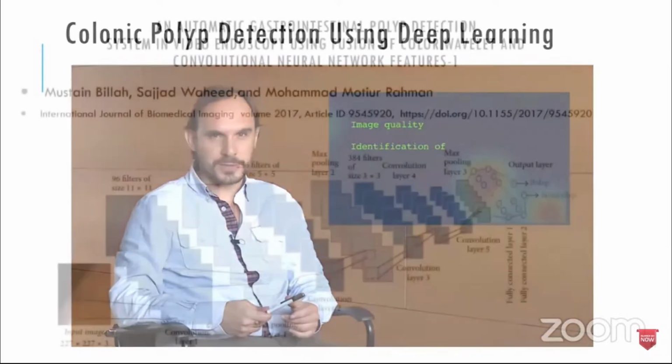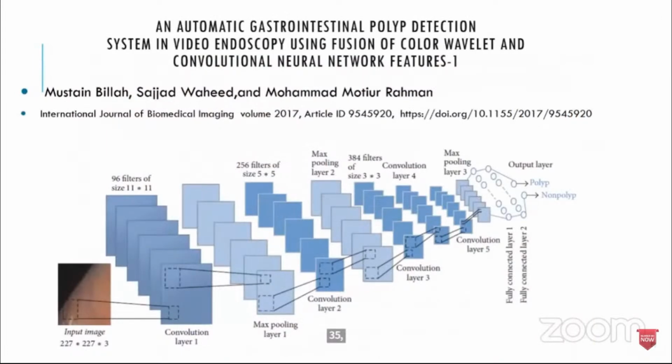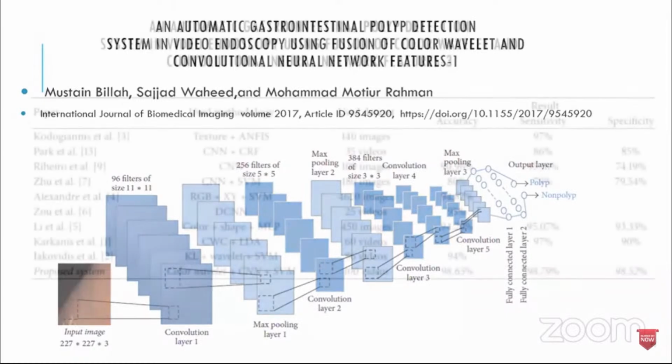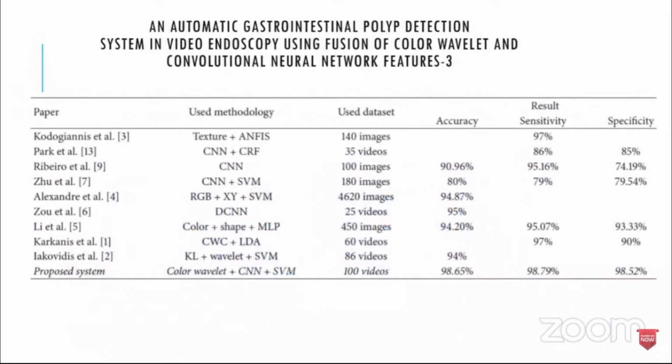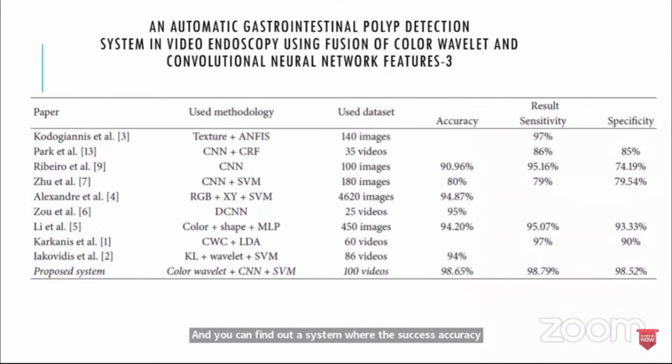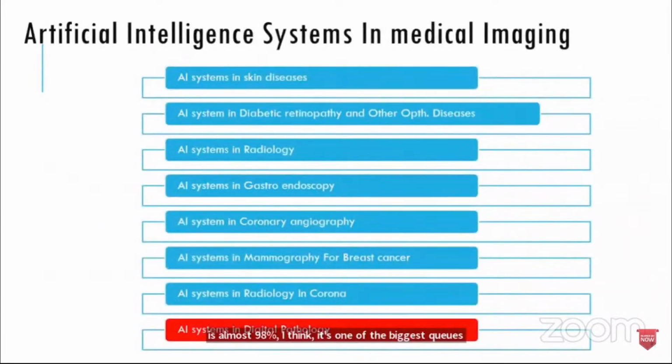Artifacts. So this is trying to show you how an automatic gastrointestinal polyp detection can be done with AI, and I think it is giving you a lot more success rate. And you can find out a system where the success accuracy is almost 98%. I think this is one of the biggest triumphs for detection of colonic polyps.